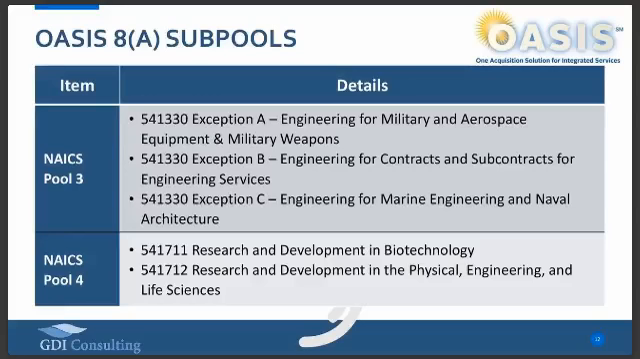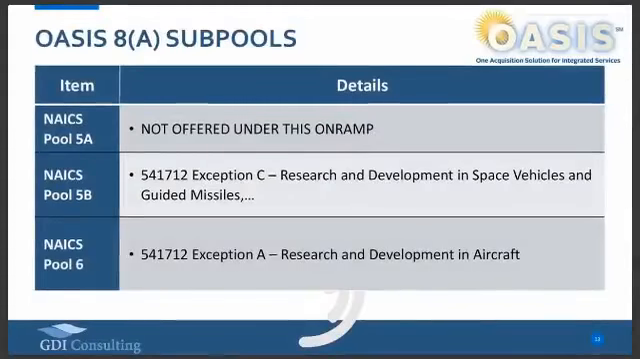Pool 4, research and development in biotechnology and research and development in physical engineering and life sciences. So that's Pool 4. Pool 5A, not offered on this on-ramp. Pool 5B is 541712 exception C, which is research and development in space vehicles and guided missiles. So if you're in that business, that's where you should go. And finally, Pool 6, exception A for 541712, research and development in aircraft.